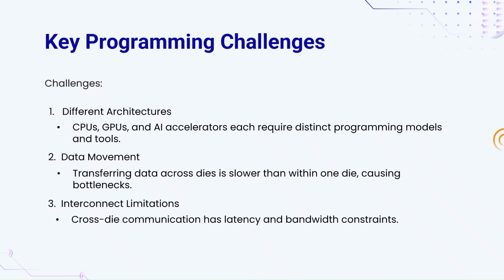There are several key programming challenges when working with heterogeneous multi-die chips. First, we have different architectures. CPUs, GPUs, and AI accelerators each need their own programming models and tools, which makes development more complicated. Second, there is the issue of data movement. Moving data between dies is slower than moving data inside a single die, and this can easily become a performance bottleneck. And third, we face interconnect limitations. Communication across dies has latency and bandwidth constraints, which developers must carefully manage.